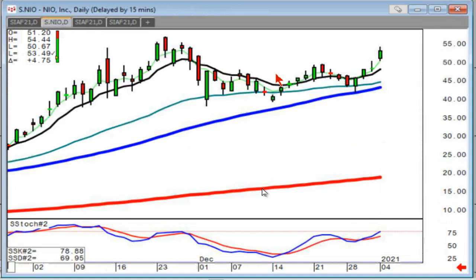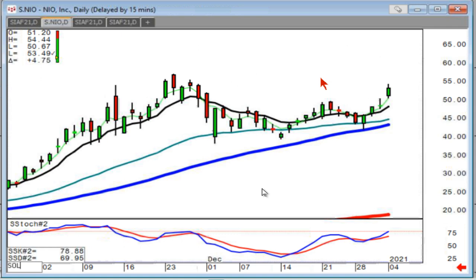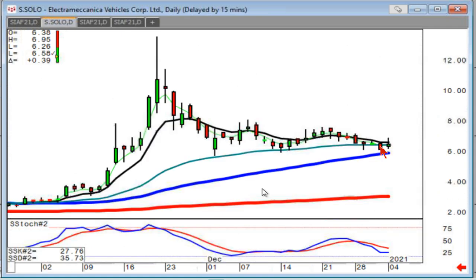NIO, and that's what I was mentioning today in the chat room, that I meant over the holidays to spend some time doing just more informational research on the electric vehicle stocks, because some of them are working very well, while others are just kind of lollygagging, like Solo.